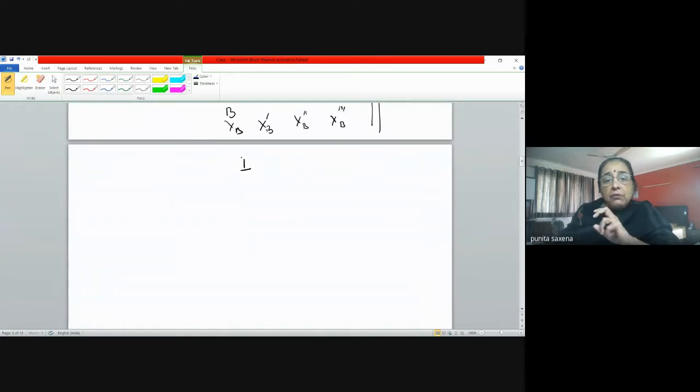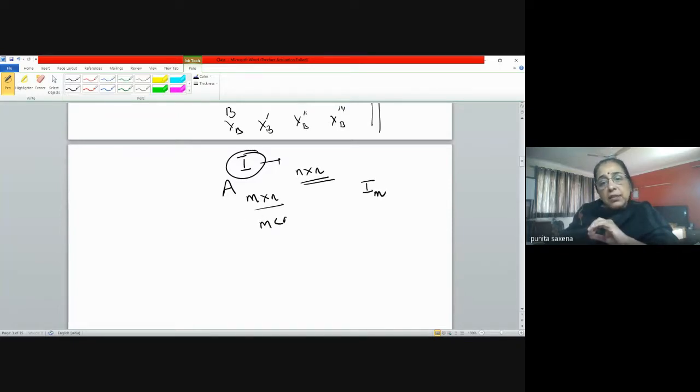Somewhere down the line, we want to incorporate an identity matrix. An identity matrix will consist, even if your order is n cross n, or m cross n for that matter. Say supposing m cross n is your A, then what is the maximum order identity matrix that it can incorporate? M. Of course, I'm assuming that m is less than n, right?